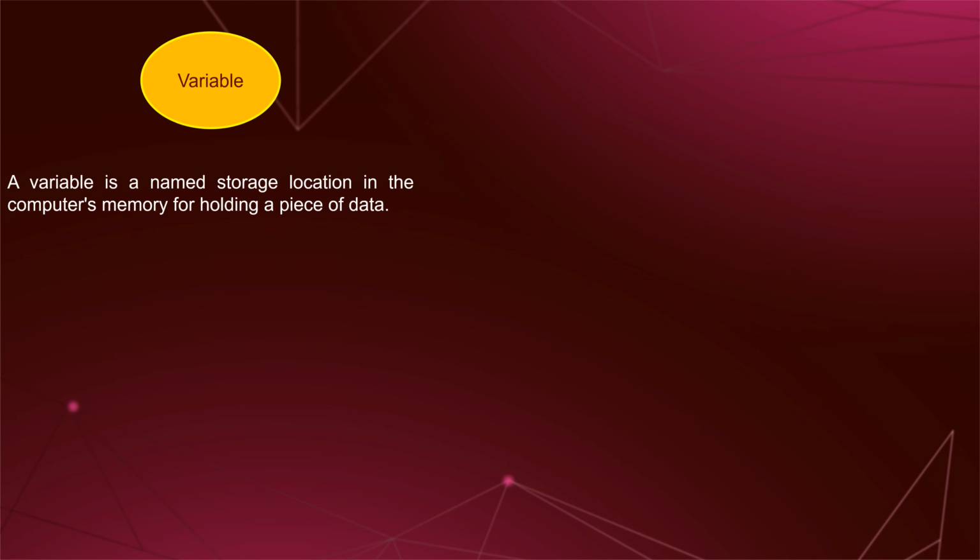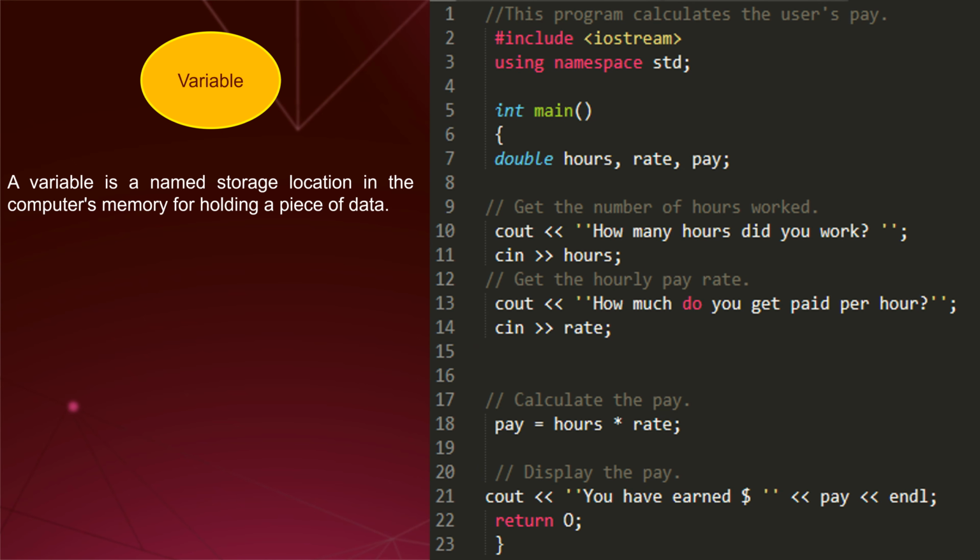So next is variable. A variable is a named storage location in the computer's memory for holding a piece of data. The data stored in variables may change while the program is running. Notice that in the user pay program, the words hours, rate, and pay appear in several places. All three of these are the names of variables.